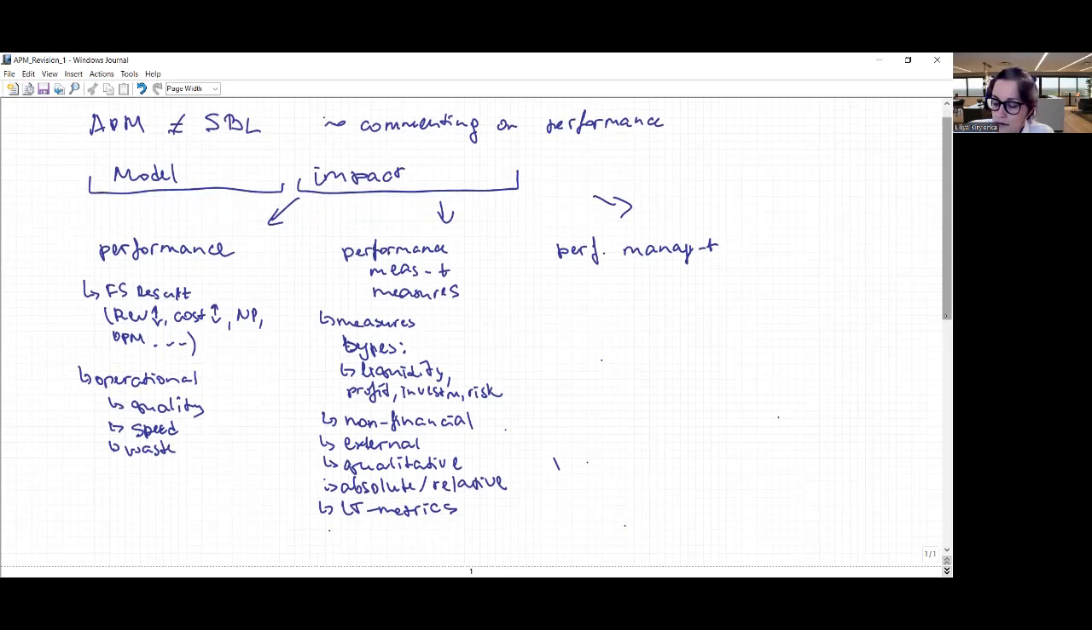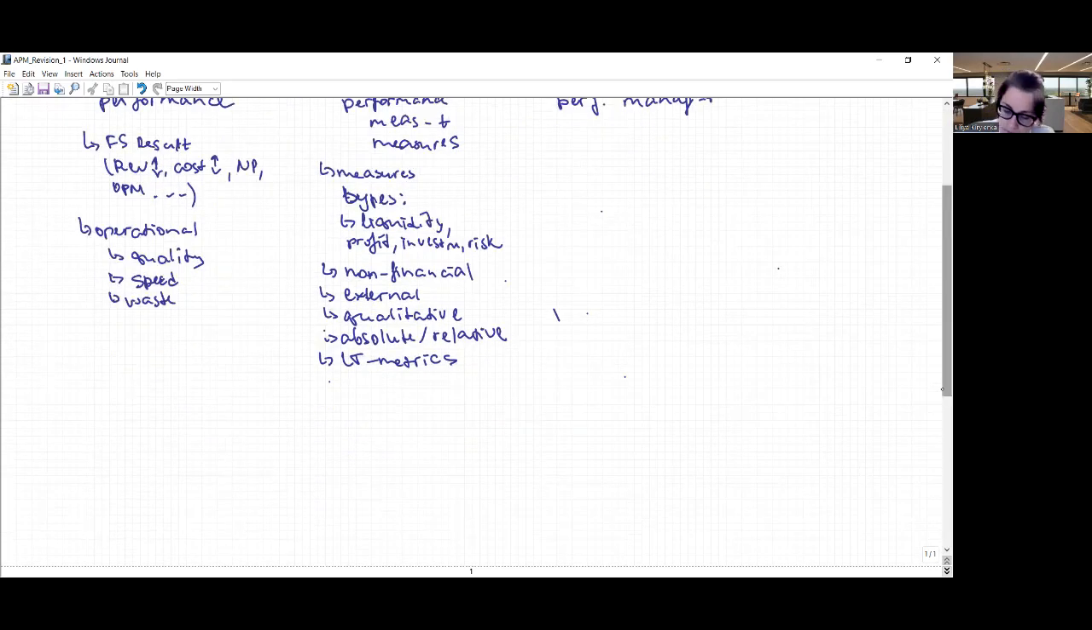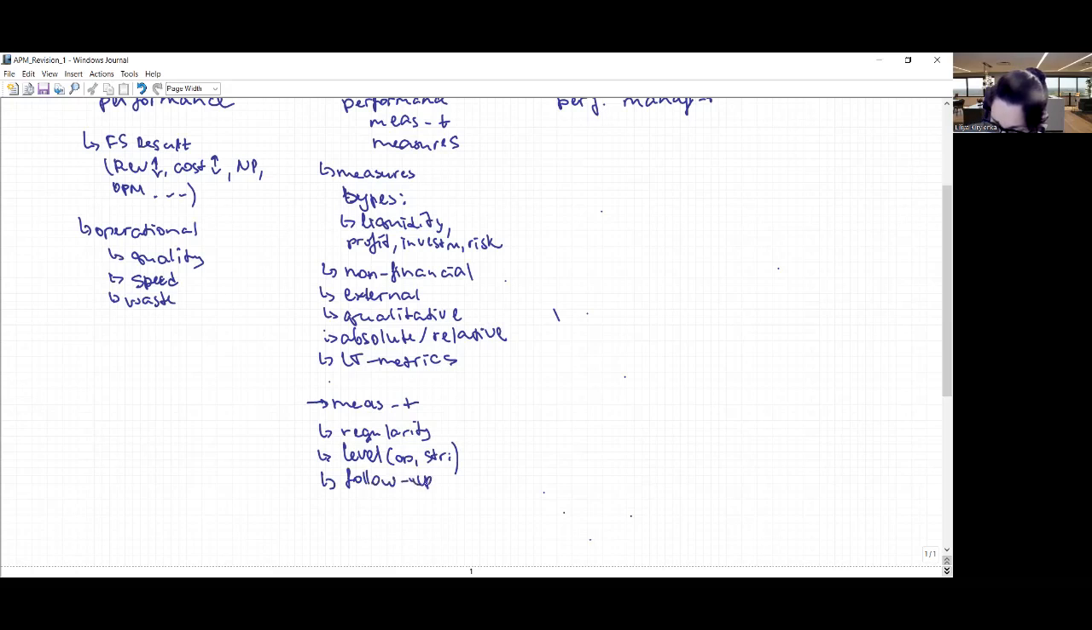And when we are asked about the measurement, not metrics, so measurement, then we will talk not only about the metrics, but we will also talk about the process. So, for example, regularity. We would talk about level. So not only operational, but also strategic level. We would talk about what is done after the measurement. So is there any follow-up? Is there any reward-based? Well, sometimes, but not so often.